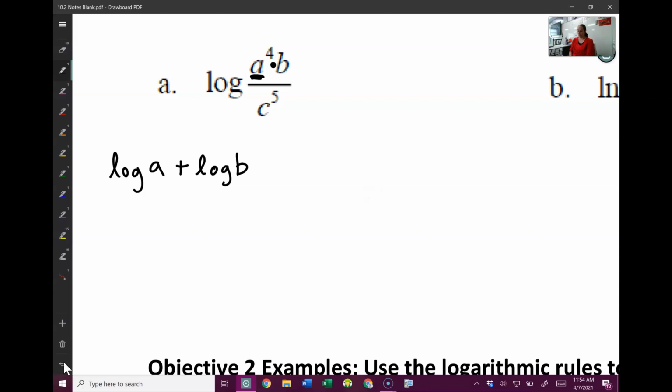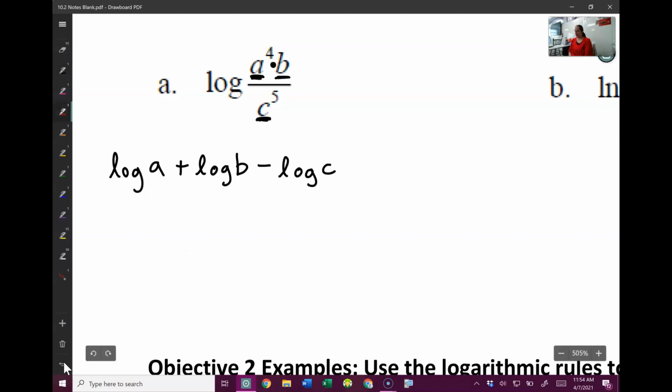I change multiplying into addition, and I have my but wait, there's more, because I have 1 log to more than 1 log. So I have taken care of the A, I've taken care of the B. Now I need to do the C. Well, what is the C doing to the A and the B? Well, it's dividing. Dividing changes into subtraction. So I have minus log C. Now I'm at the end.